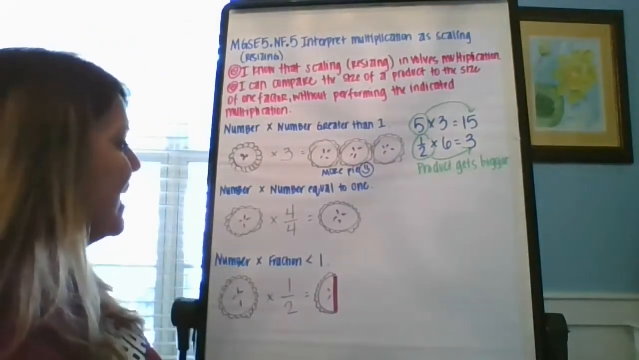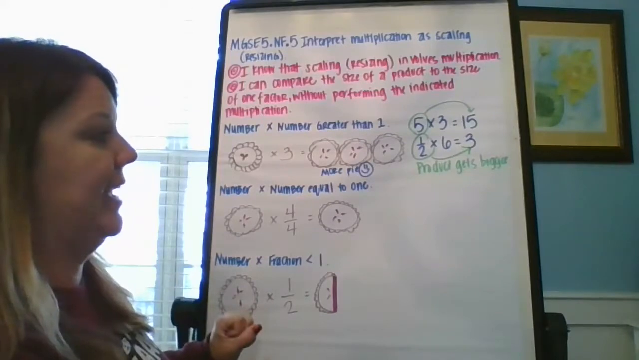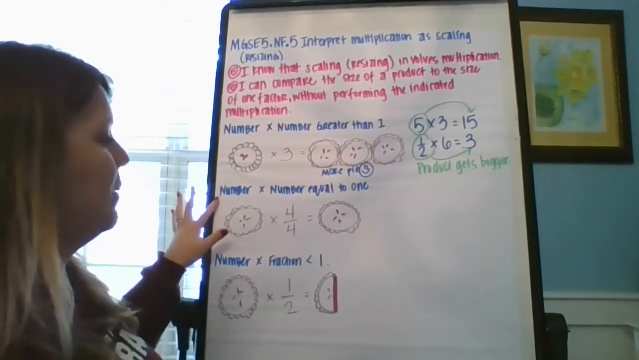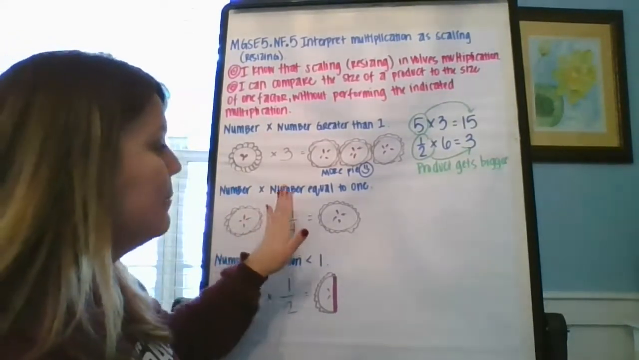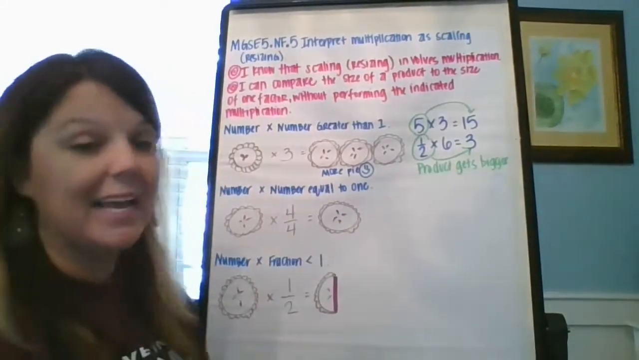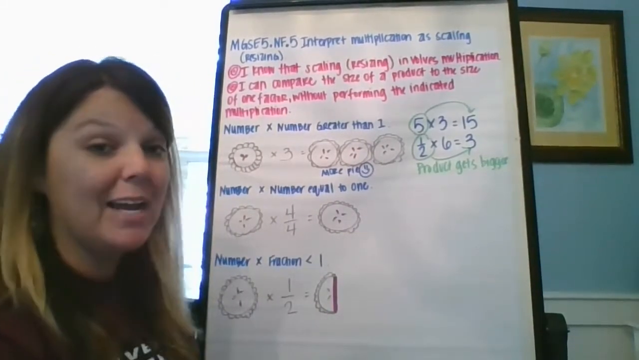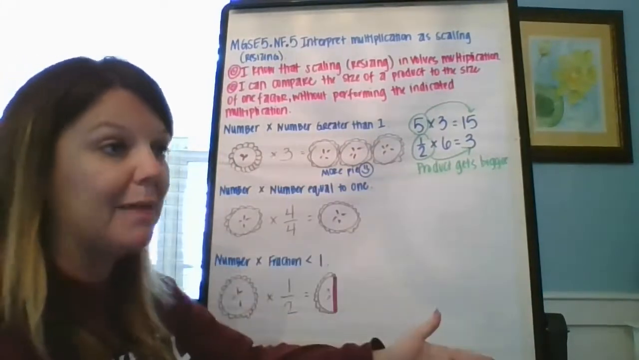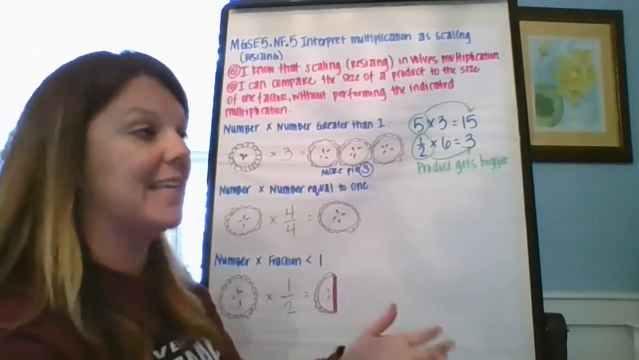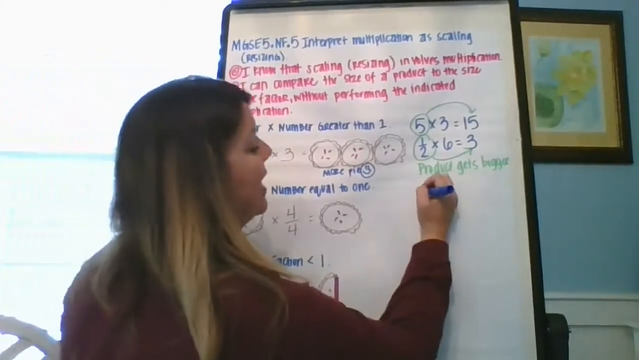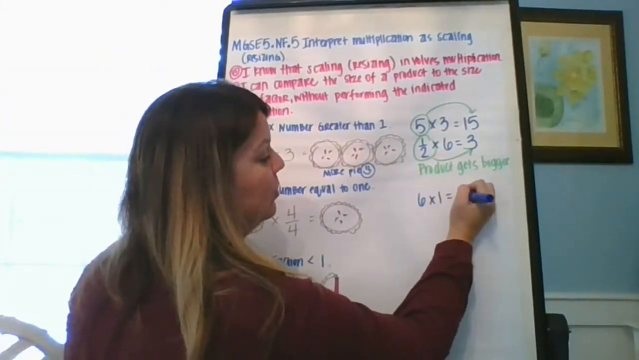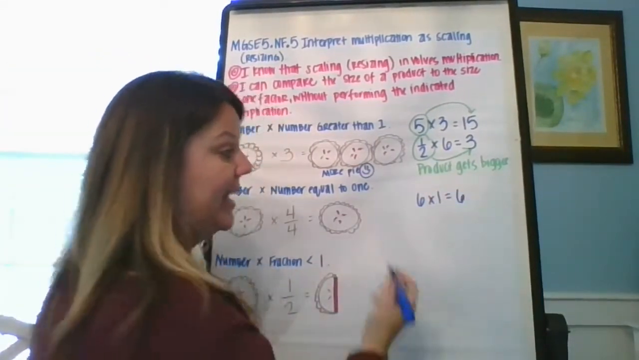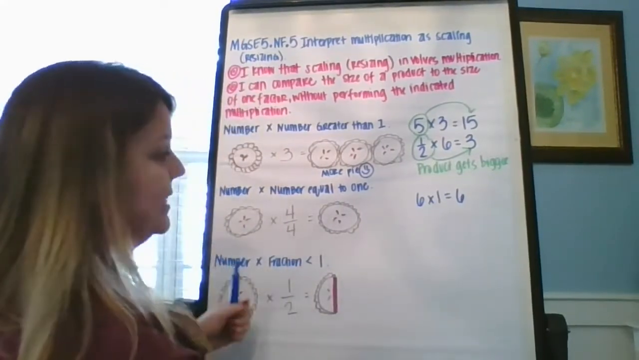All right, and the second takeaway here is that when we multiply any number by a number equal to 1, the answer stays the same. This is not a new concept either. We know that if we multiply any number times 1, you're going to get the same number. So 6 times 1 equals 6. The product is the same.